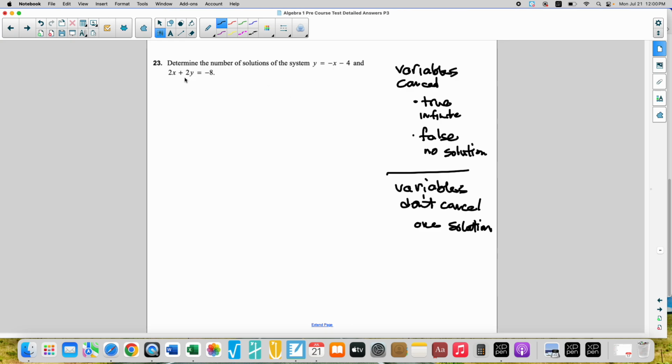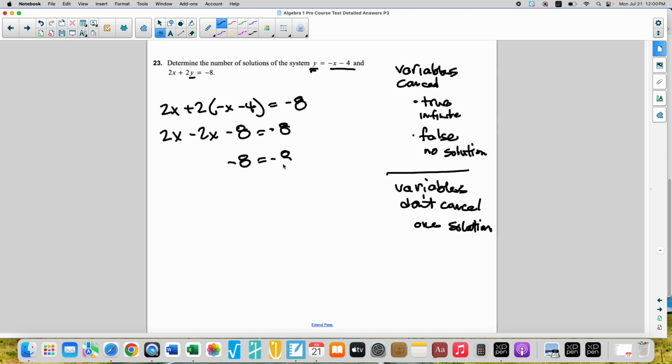These are linear, so we're going to substitute this in for y into the other equation. So 2x plus 2, instead of writing y, we're going to do negative x minus 4 equals negative 8. So we're using this equation, 2x plus 2 times my y equivalency equals negative 8. So 2x minus 8 equals negative 8. The variables cancel, and you're left with a true statement. So there are going to be infinitely many solutions.